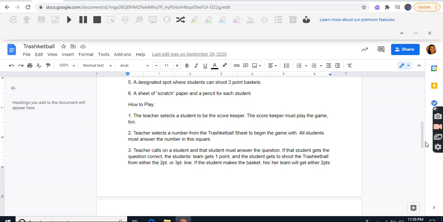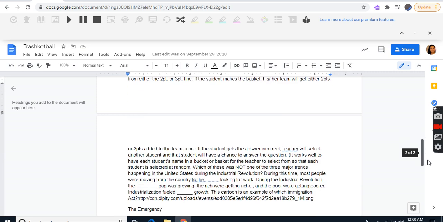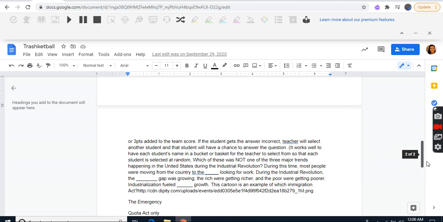If a student gets the question correct, the team gets 1 point, and a student gets to shoot the trash ball from either the 2-point or 3-point line. If the student makes a basket, his or her team will get either 2 points or 3 points added to the team score. If a student gets the answer incorrect, the teacher will select another student, and that student will have a chance to answer the question.